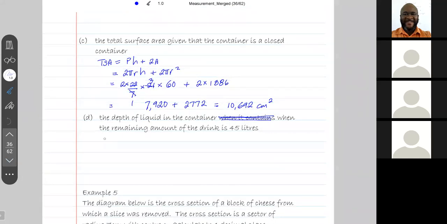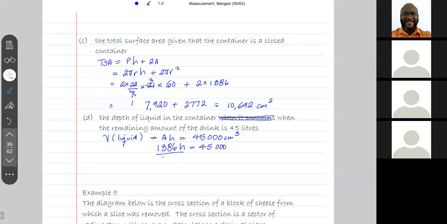Remember, a liquid takes the shape of its container. So the volume of liquid is equal to A times H, and this is equal to 45,000 centimeters cubed. So it's 45 liters, which is 45,000 centimeters cubed. Now, remember, the liquid takes the shape of its container. So if the area of the cross section of the container is 1,386, the area of the cross section of the liquid within the container is also 1,386 times the height, and this is equal to 45,000.